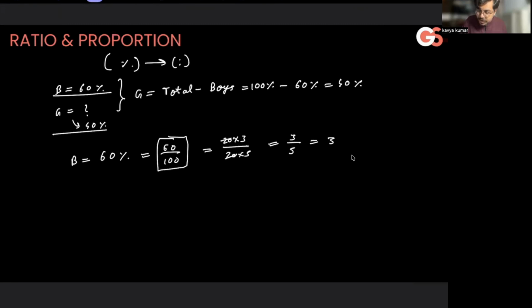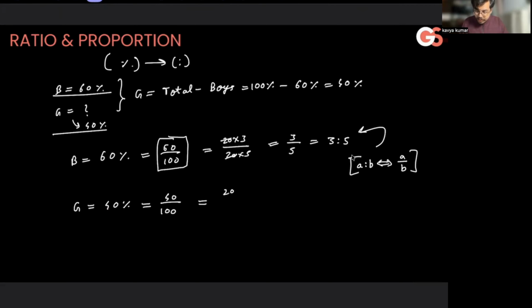3 by 5 is nothing but 3 is to 5. As I told you, A is to B is the same as A divided by B. So can I say this is also the same? Similarly, for girls, it is 40%, which is 40 divided by 100, which is 20 into 2 divided by 20 into 5. 20 cancels out. It comes out to be 2 by 5, which is 2 is to 5. Here again, A is to B is similar to A by B. A similar concept is applied here as well.